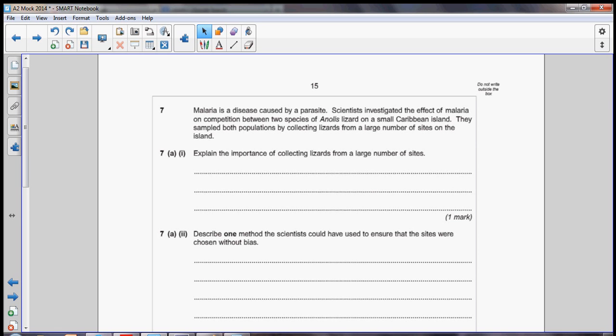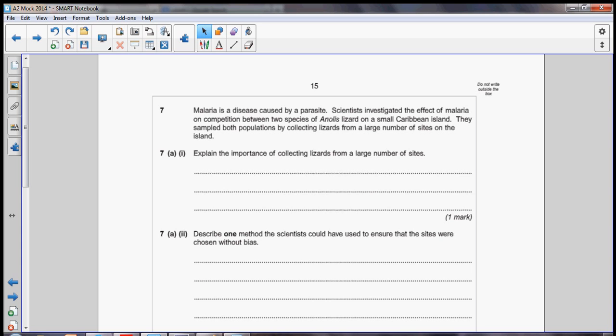So let's look at question 7. Question 7 is about malaria, and it's about malaria-suffering lizards on a small Caribbean island. Question 7s are often quite unusual. They'll often present you with information on a subject that you've never really looked at before and expect you to analyse it in a scientific way.